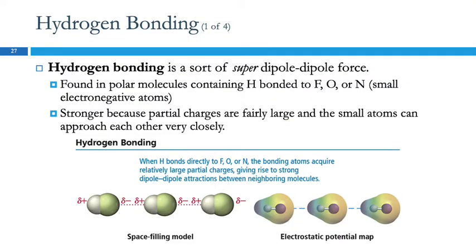The third intermolecular force is called hydrogen bonding. And I think of this as a super dipole-dipole force, right? It is a dipole-dipole force. It's just much stronger than a regular dipole force, just like Superman is much stronger than a regular man, right? So we'll find this in polar molecules that contain hydrogen bonded to F, O, or N.